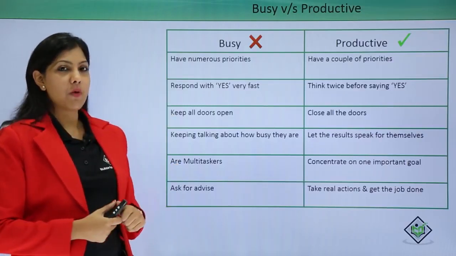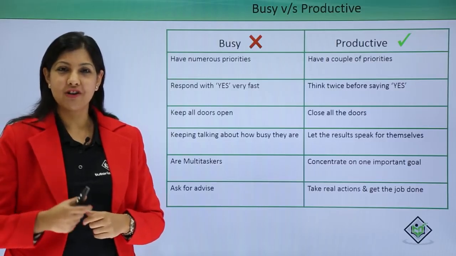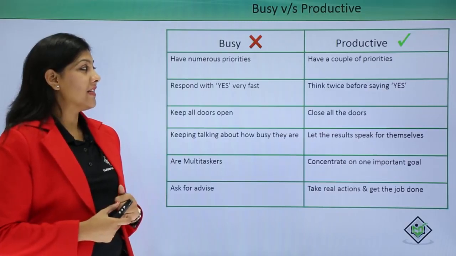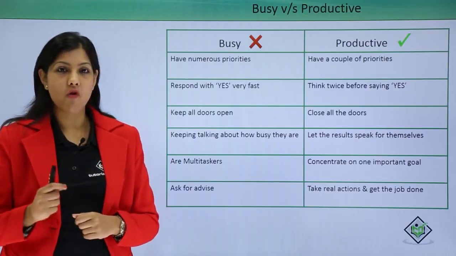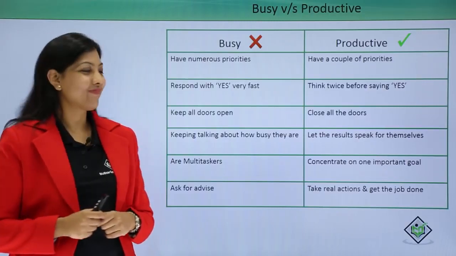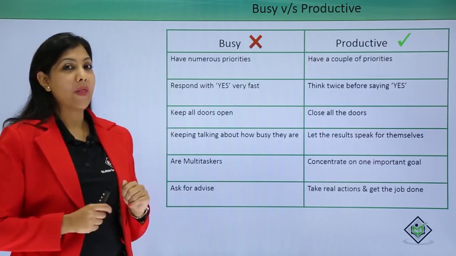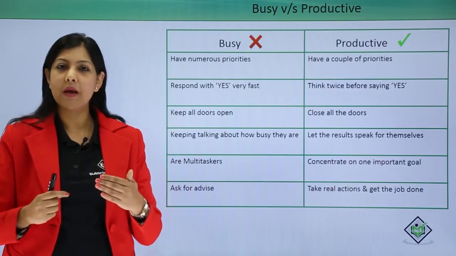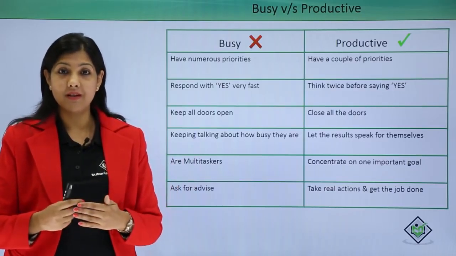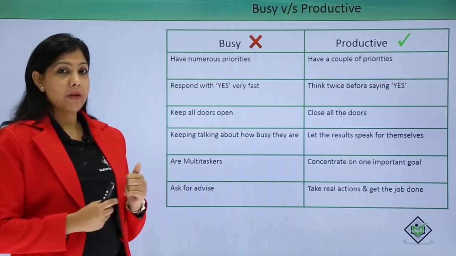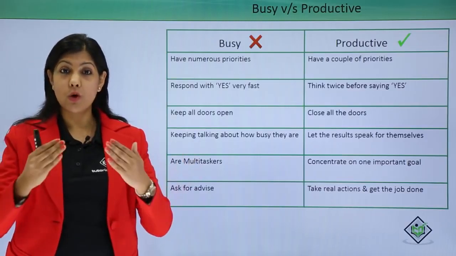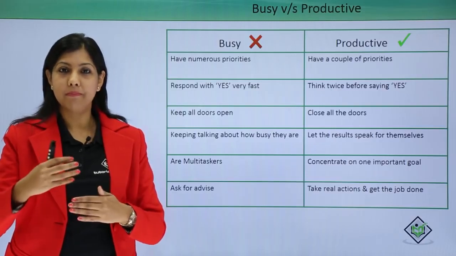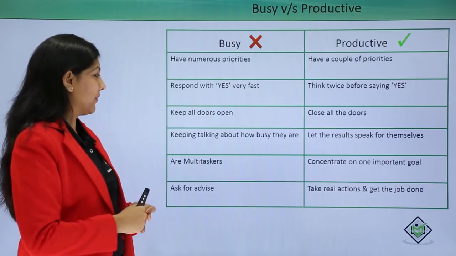Busy people always respond with a yes. They will never say no to a task or an activity. Whereas productive people, on the other hand, always think twice before they say yes to somebody. Busy people, when they are working, will keep all the doors open, so anybody can disturb them and interrupt them, which is not a good thing. On the other hand, productive people, when they are at work, will close all the doors. They will never let you interrupt them.